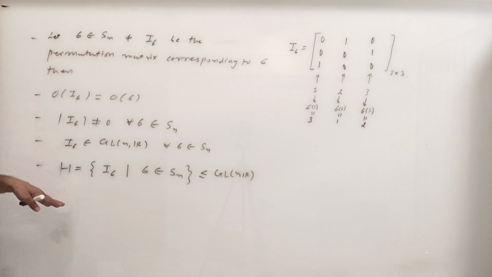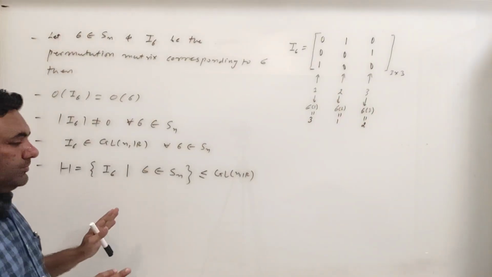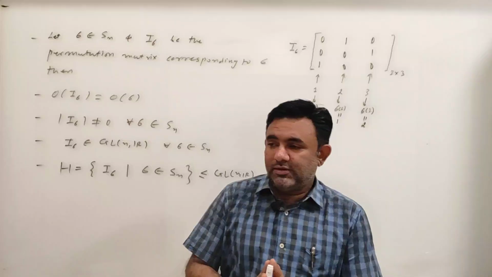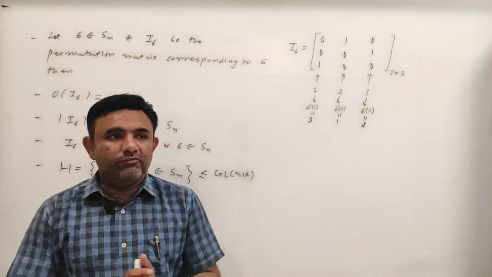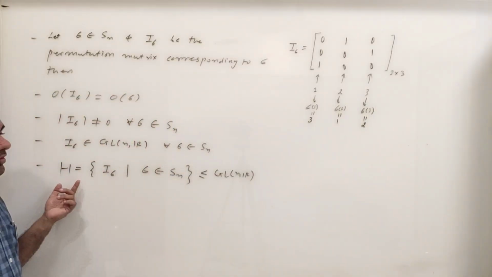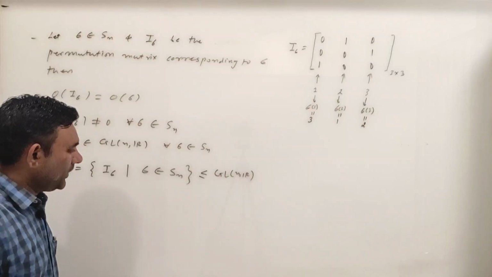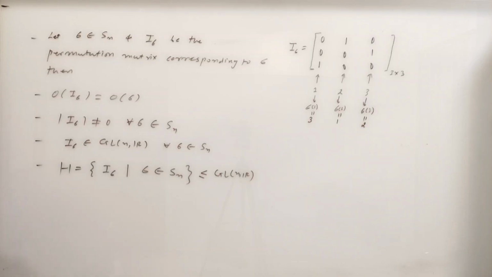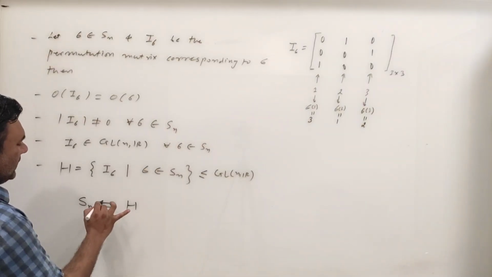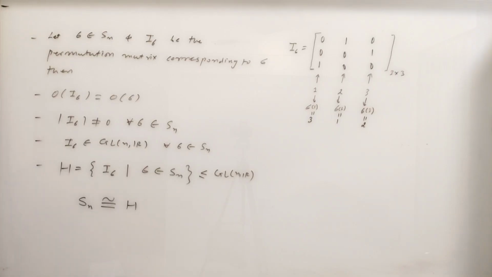Okay, so this much information we have about the permutation matrix. In short, if you are given Sn, then corresponding to Sn we have a subgroup H of GLNR. So my aim is what? This Sn and this H will be isomorphic. Why?